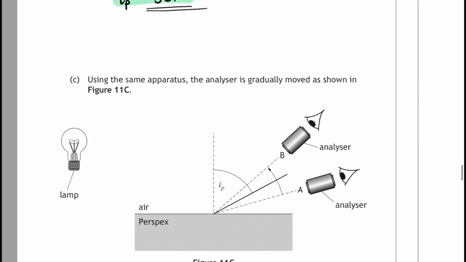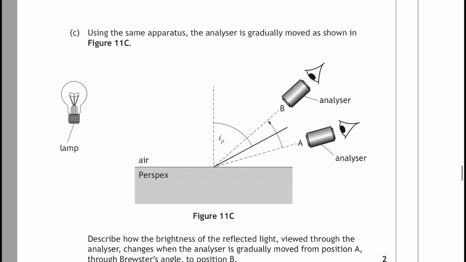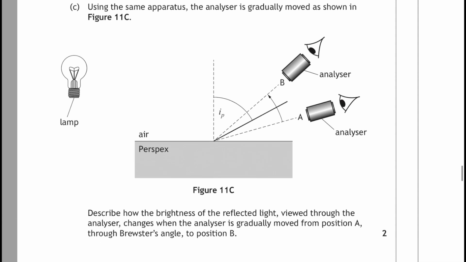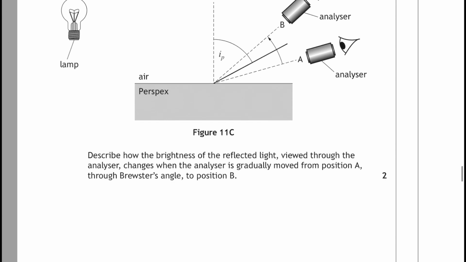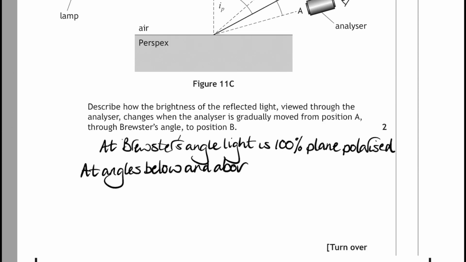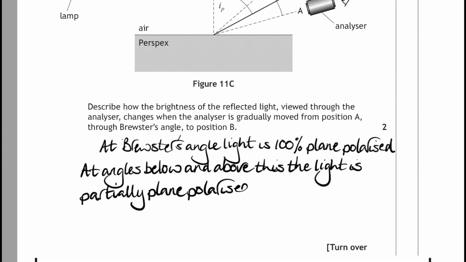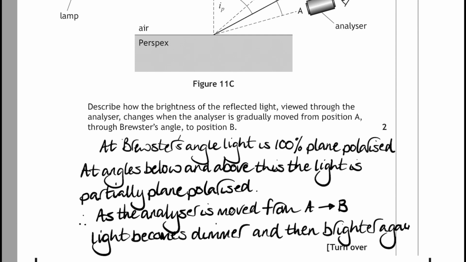Part C, using the same apparatus, the analyzer's gradually moved as shown in figure 11c. And we have to describe how the brightness of the reflected light viewed through the analyzer changes when the analyzer is gradually moved from position A through Brewster's angle to position B. And remember, at Brewster's angle there will be no observed reflected light viewed through the analyzer. So at Brewster's angle, light is 100% plane polarized, and at angles below and above this, the light will only be partially plane polarized. So as the analyzer is moved from position A to B, the light will become dimmer and then become brighter again.